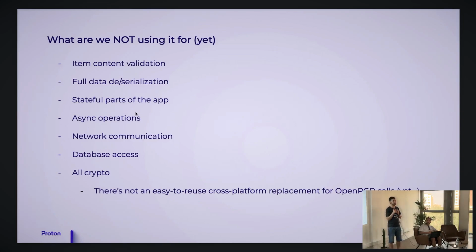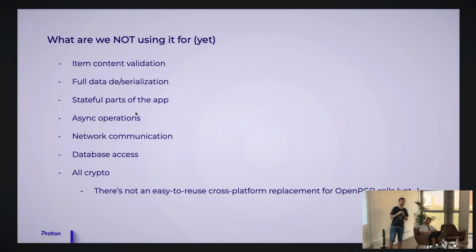We are not doing all the serialization and deserialization in Rust. We are, as of now, using protocol buffers as the single source of truth, and then every client is using auto-generated code by protocol buffers in order to serialize the data of the items. We are not using it for stateful parts of the application, so it's not interacting with the database directly, it's not interacting with the file system, it's not performing any asynchronous operations as of now, and it's not providing network communication.